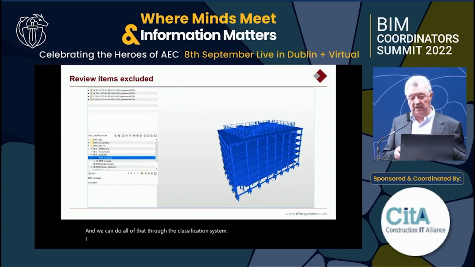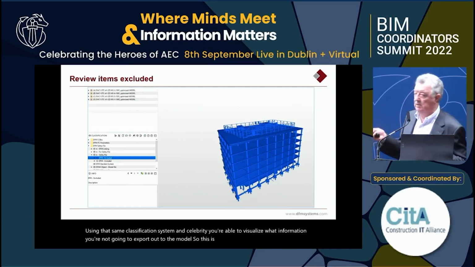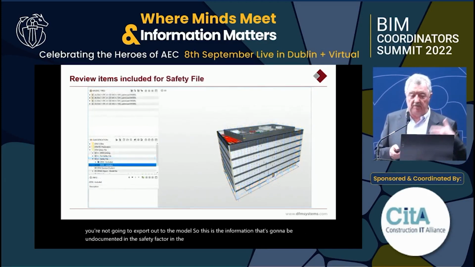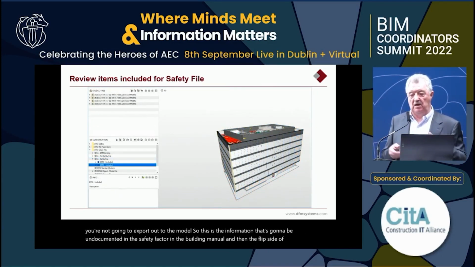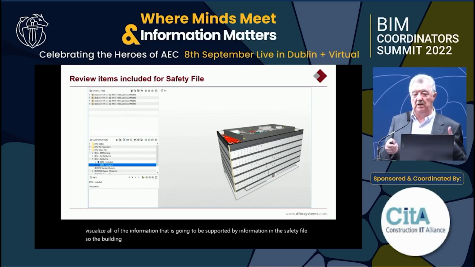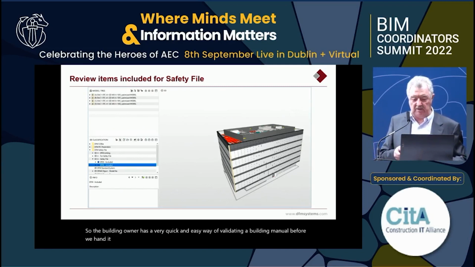Using that same classification system and Celebri, you're able to visualize what information you're not going to export out of the model. So this is the information that's going to be undocumented in the safety file or in the building manual. And then the flip side of that is to visualize all of the information that is going to be supported by information in the safety file. So the building owner has a very quick and easy way of validating a building manual before we hand it over, making sure that he has the information that he needs for the file.